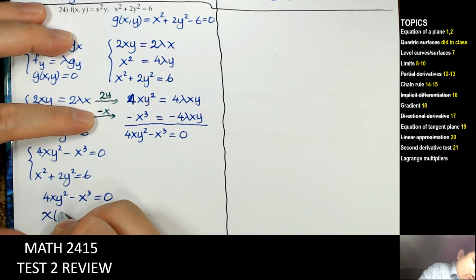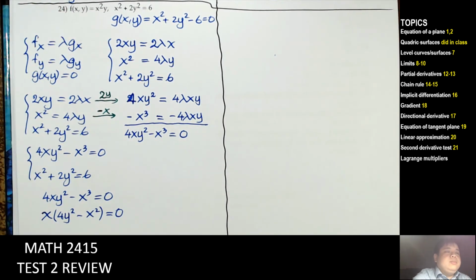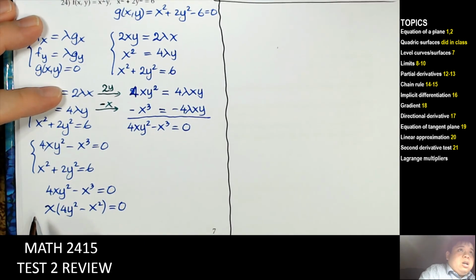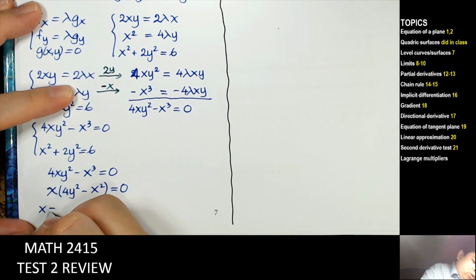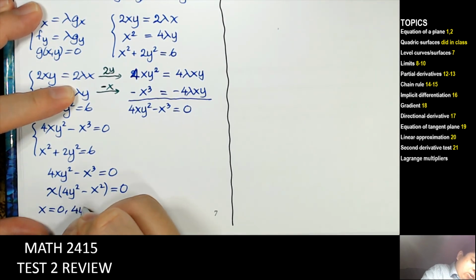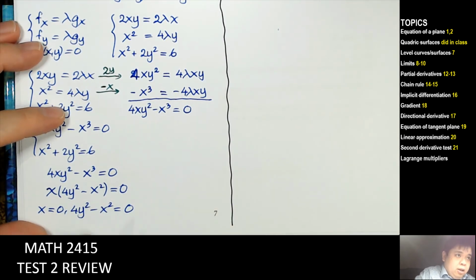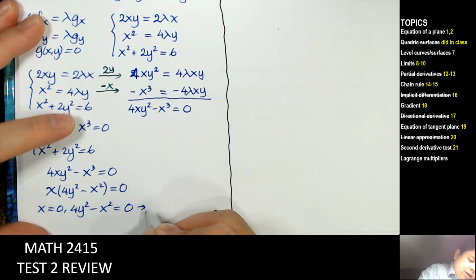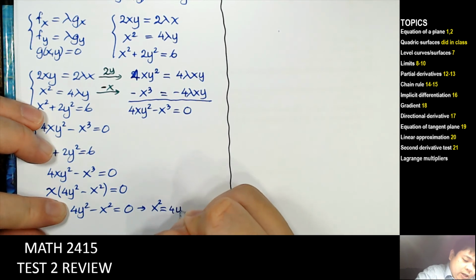And then we have 4y squared minus x squared equal to 0. Right? So a product is 0, at least one of them must be 0. So we say x equal to 0 or 4y squared minus x squared equal to 0. This gives us the second part though. X squared equal to 4y squared.